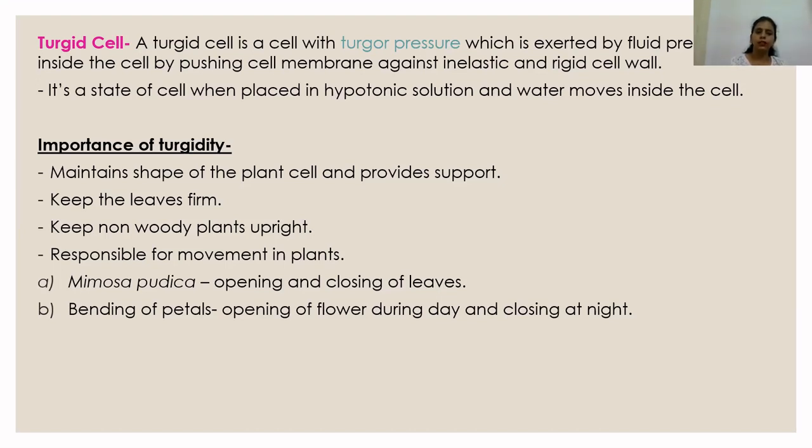Then this turgor pressure or turgidity is also responsible for movement of plants. Okay, like Mimosa pudica, the opening and closing of leaves in Mimosa pudica, because Mimosa pudica plant, the touch me not plant, is highly sensitive to touch. So the moment any person touches the plant, the leaves close, and after sometimes again the leaves will open. So both this closing and opening of leaf depends on the turgor pressure present inside the cell.